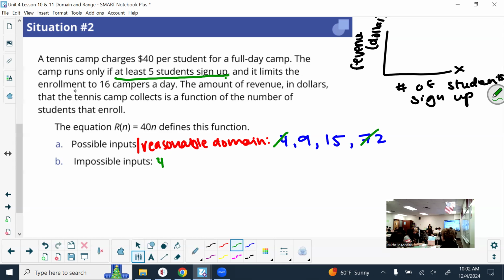So another stipulation, it says up to 16 campers. So that means really for this situation, out of your list, only 9 and 15 work. But what do all these numbers have in common for the reasonable options? How did you know that it wasn't any negatives or decimals or anything like that?